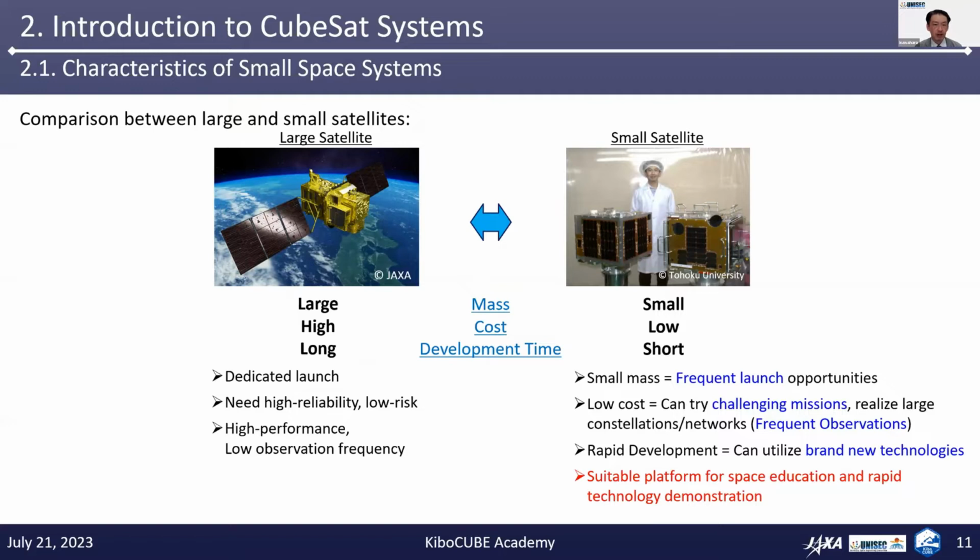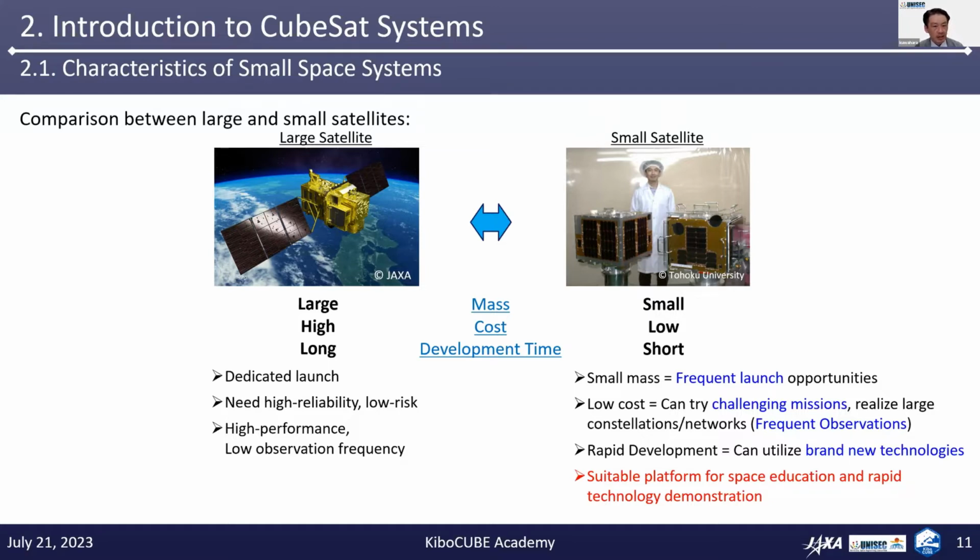and short development time. In addition, larger satellites need dedicated launch vehicles. And because they are very expensive, they are required to be highly reliable and cannot assume a lot of risk. Also, though the performance is very high, the frequency of observation of large satellites is low because you cannot launch several large satellites due to cost issues.